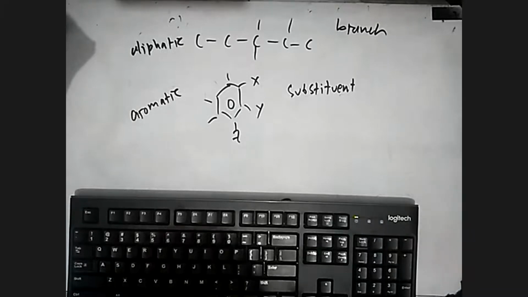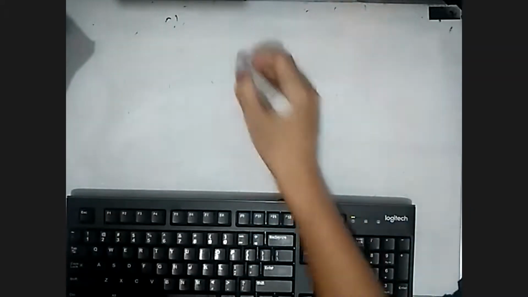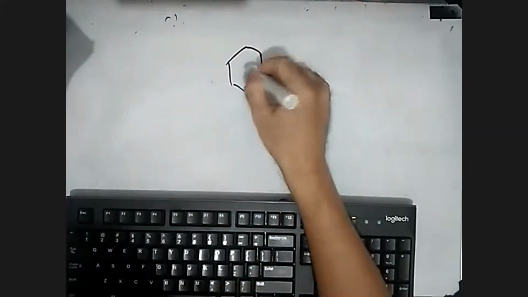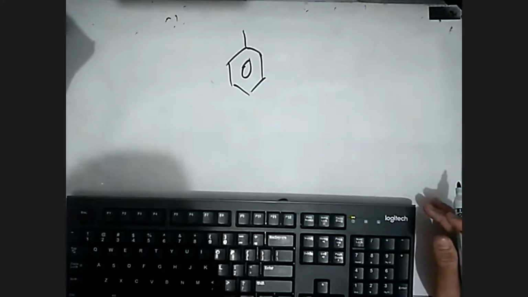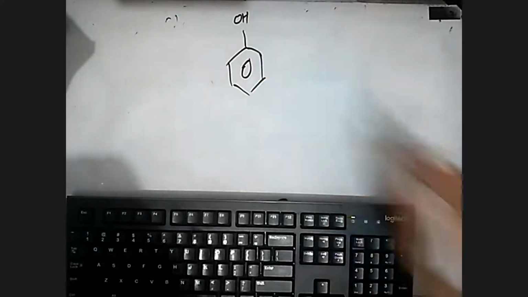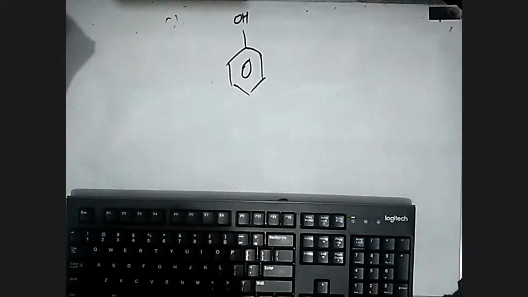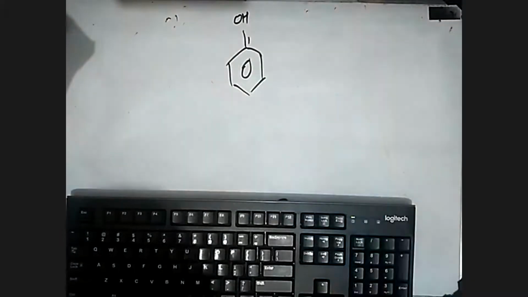Okay, next we're going to talk about the naming. There are 2 ways of naming it. We need to designate the original substituent, the primary substituent. Let's say we have phenol. Now, the carbon next to phenol, we're going to call carbon number 1.